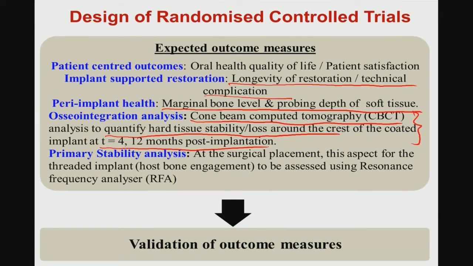So, this is at different time frames, like 4 months and 12 months post implantation. That means after the patient receives the implant, after 4 months, because 4 months is the time that new bone or new tissue is expected to develop or mature around any orthopedic implant. Similarly, for dental implants also it is true, particularly in human patients. And then at 4 months and 12 months they should see that there is no radiolucency and there is continuous bone formation around the implant. And the last one is the primary stability at the surgical placement. This aspect can be assessed by a resonance frequency analyzer.